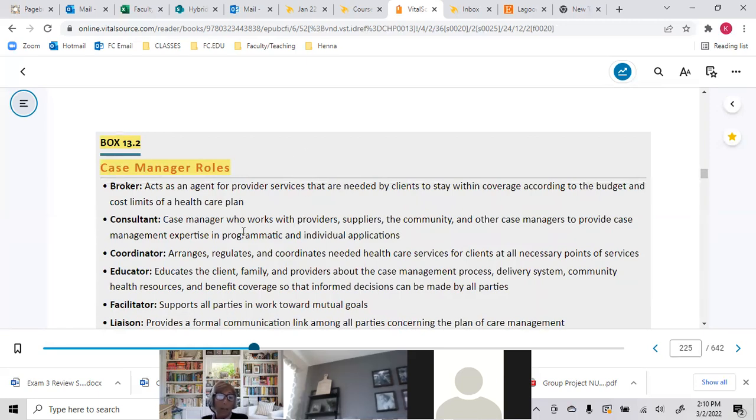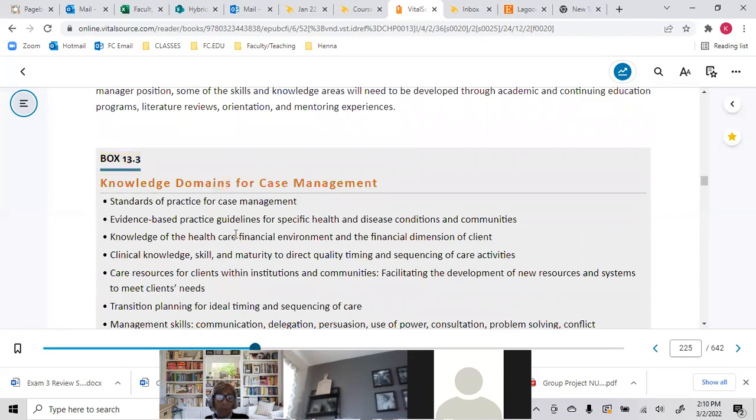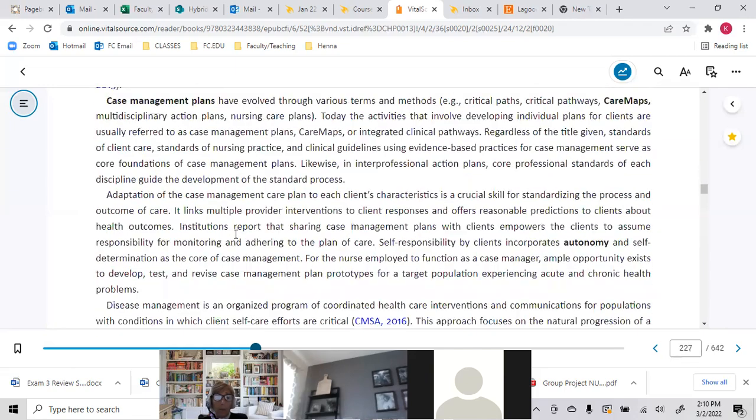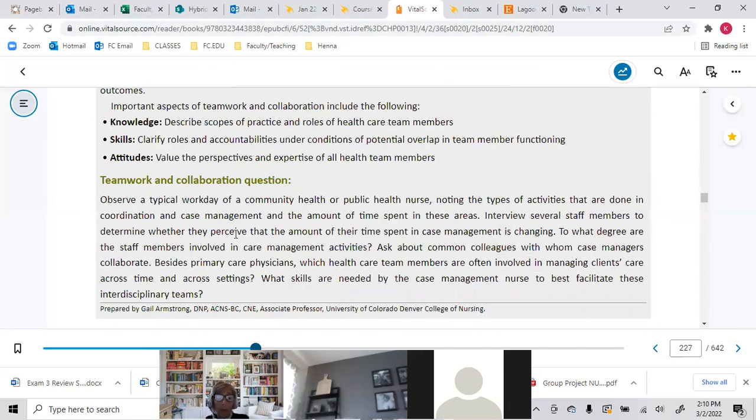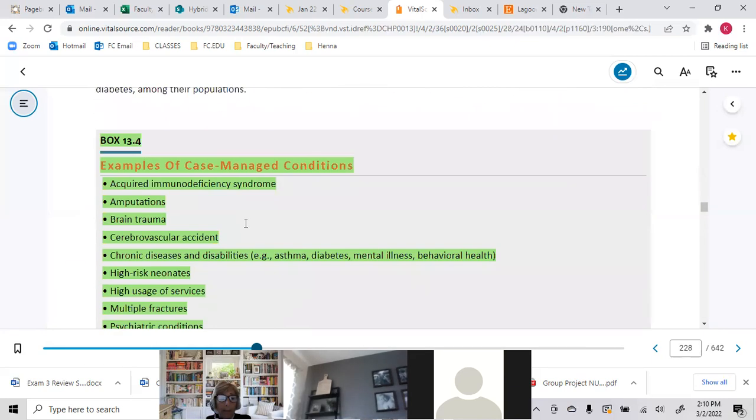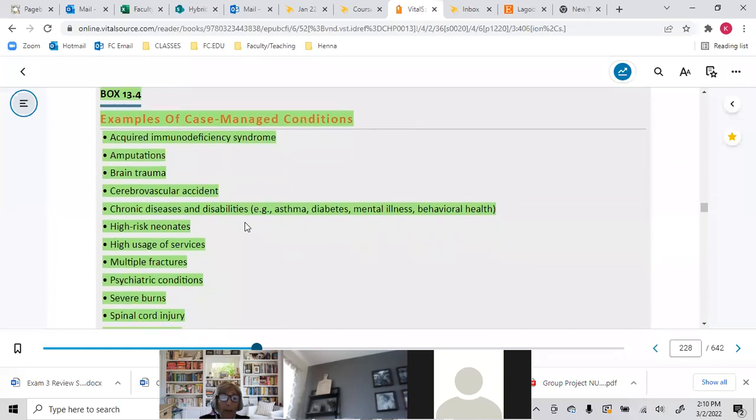Is it inpatient? Is it outpatient? Is it in a large hospital? Is it in a small rural hospital? And then here's all the knowledge and skill requirements that was in the outline in your PowerPoint, I think.